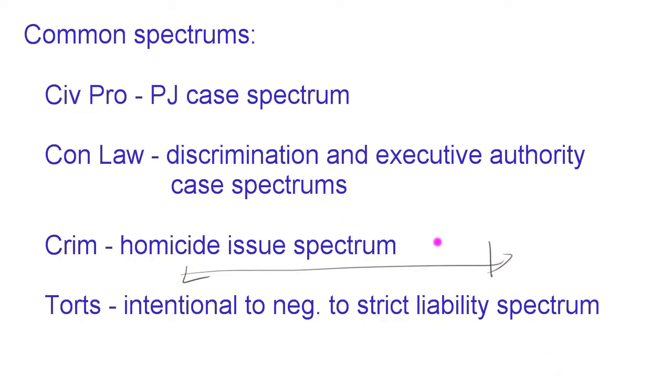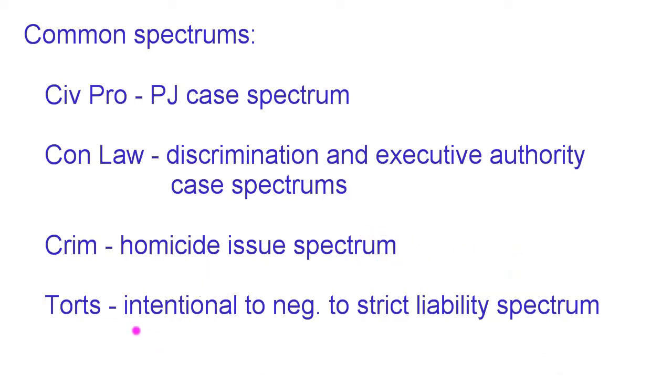So if you think of a spectrum of intentionality, if that's even a word, for killing someone, you have intent to kill, murder here, and negligent homicide here. And along the spectrum, you might have reckless and depraved heart or something like that.